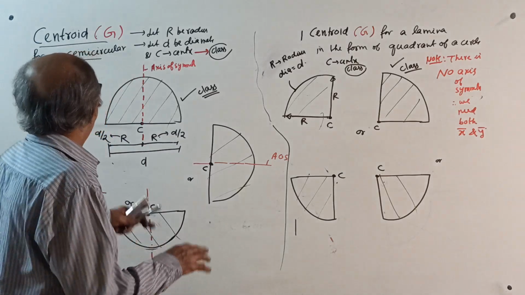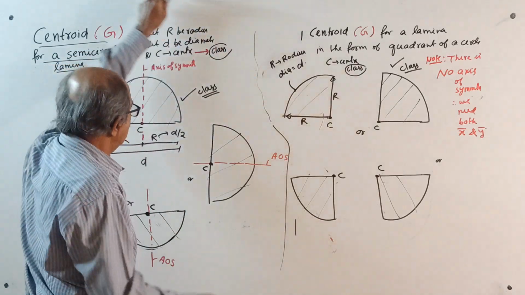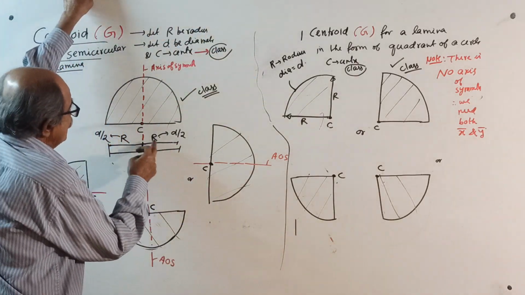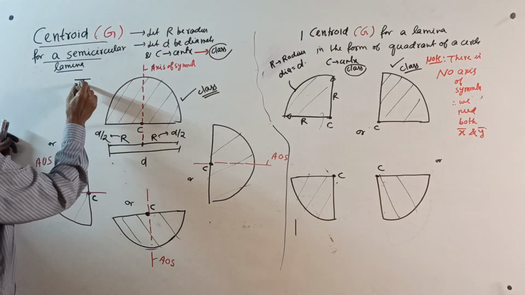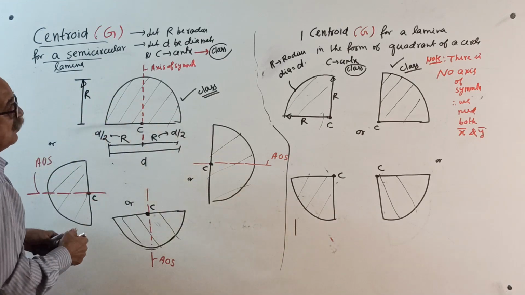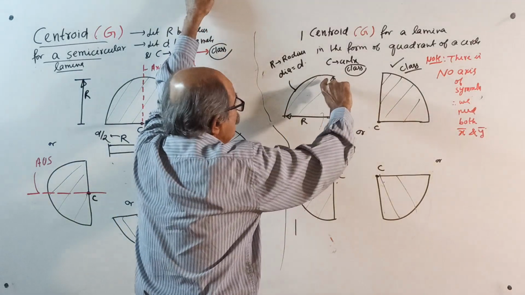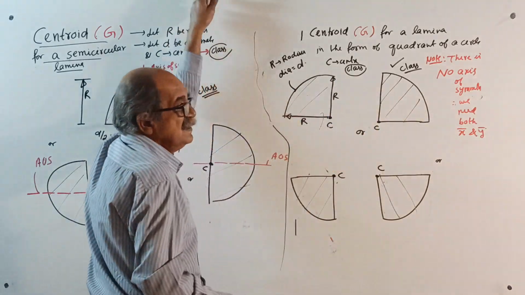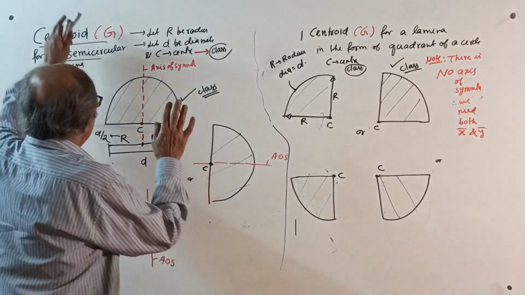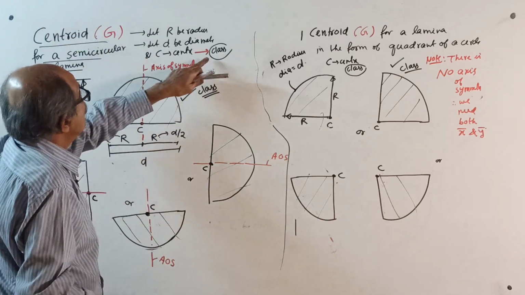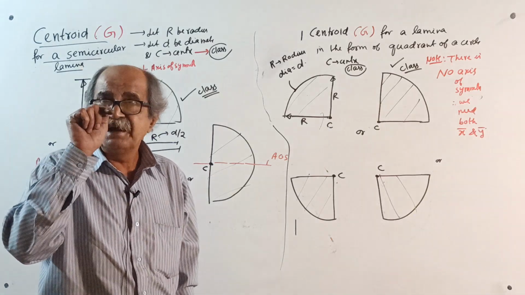Now everywhere R is the radius and D is the diameter. Diameter you can see in one direction, radius you can see in any direction. Both directions you can see the radius. Diameter you cannot see here. If you want to see the diameter, you have to complete the circle. Then C is the center. Center does not mean midpoint. You write here, class: for a semicircle, center means the center of the circle.